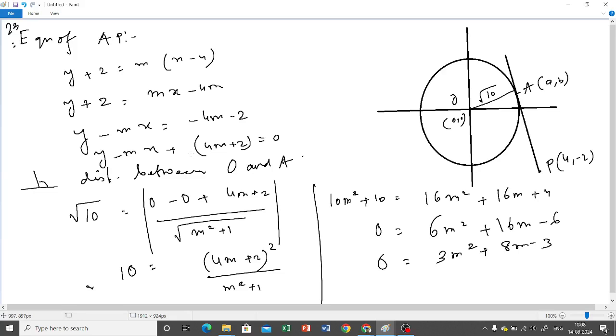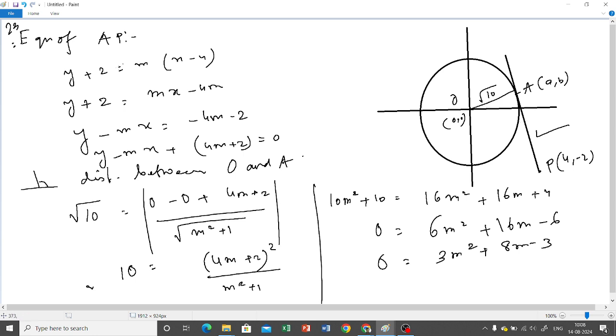So the question says, find the equations of the tangents to the circle x squared plus y squared equals 10 drawn from the point (4, -2). So this is the tangent which is drawn from the point (4, -2), and this is the point (a, b) where it touches the circle.